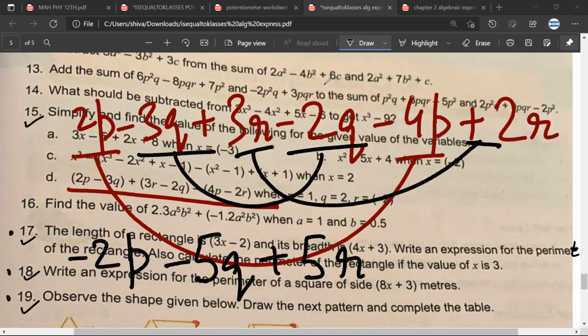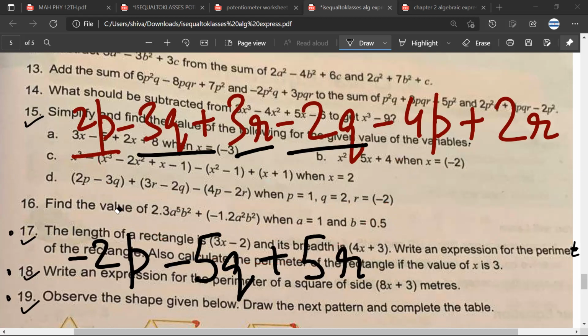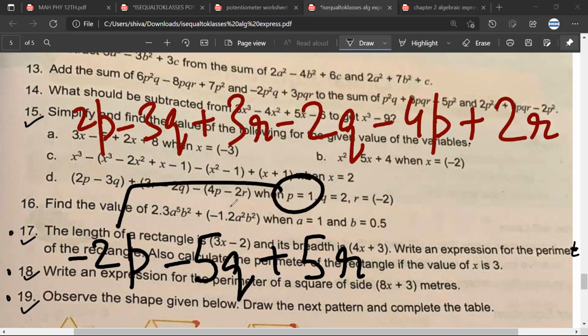Mr. Satya, any doubt? No, sir. Mr. Satya, we need to be very clear about subtraction, multiplication, division of integers, or we won't be able to handle the algebraic expressions. And finally, now you'll put the value of p here, the value of q here, the value of r here. Any doubt? No, sir. Mr. Sarthak, any doubt?